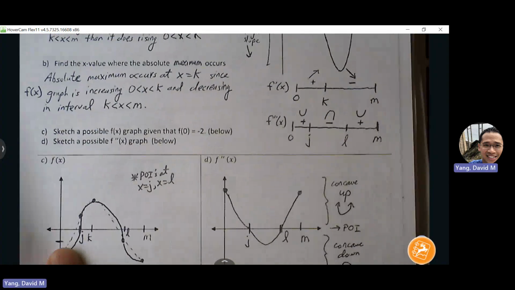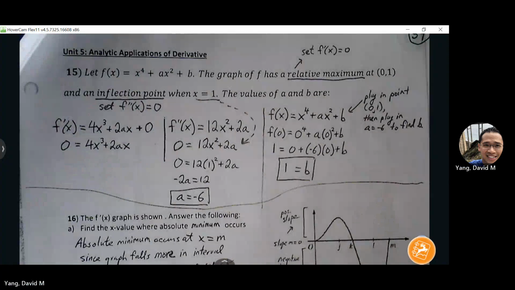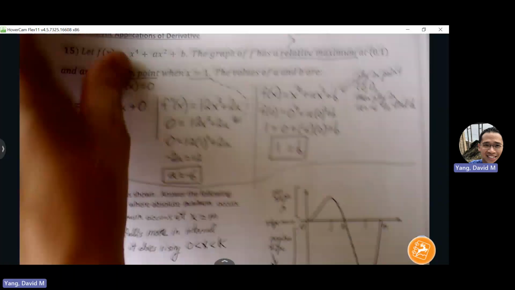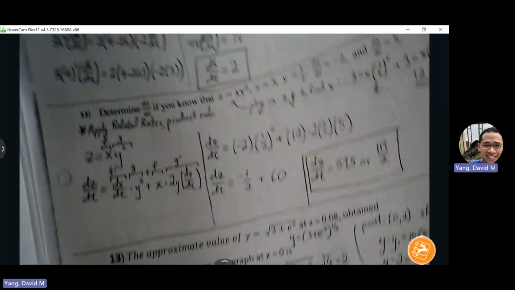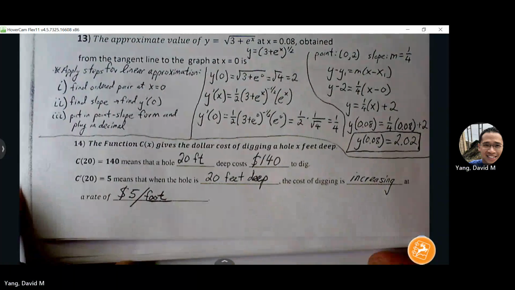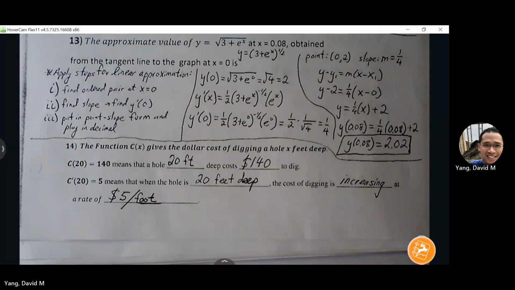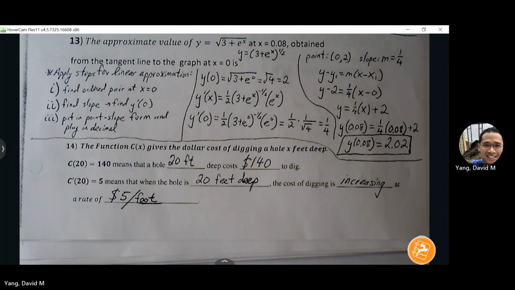Okay, 59. What about the one on the bottom? Oh, yeah, just a little bit of interpreting here. The C function is a static value, and then C prime is a changing value. It's a rate, yeah.